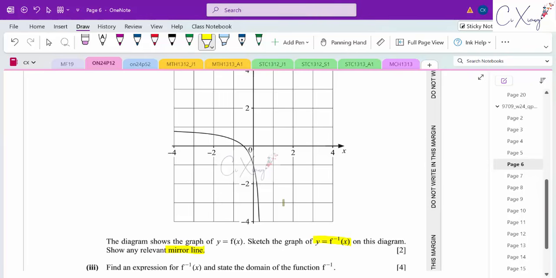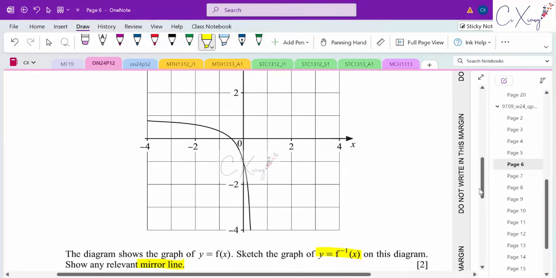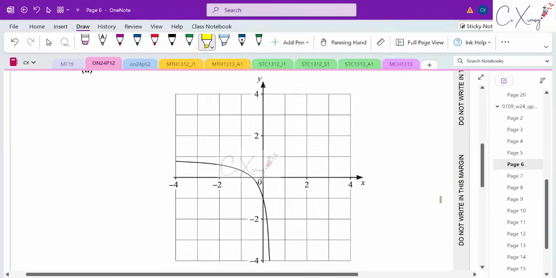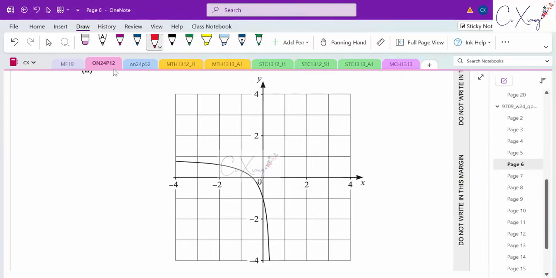Okay, so now we need to figure out two important things here. The first one is how to sketch f inverse and also the mirror line. So f inverse means the inverse function of f, right? By right, we should remember, when we are talking about the function f(x) and also f inverse x, basically they reflect each other at the line y equals x. Okay, so this is basically the mirror line that you should show in the graph. So maybe I should show it first.